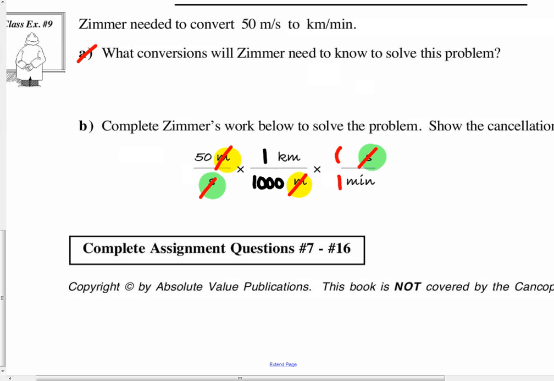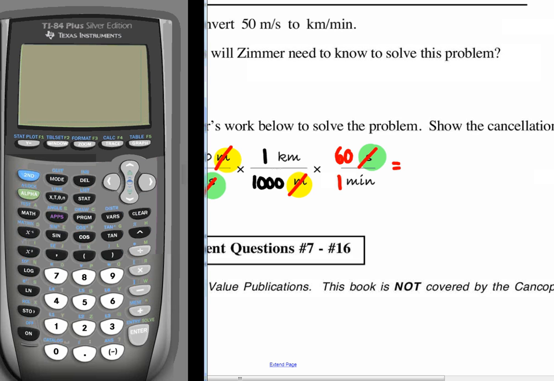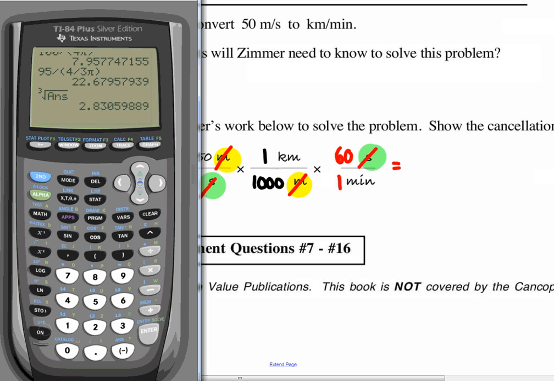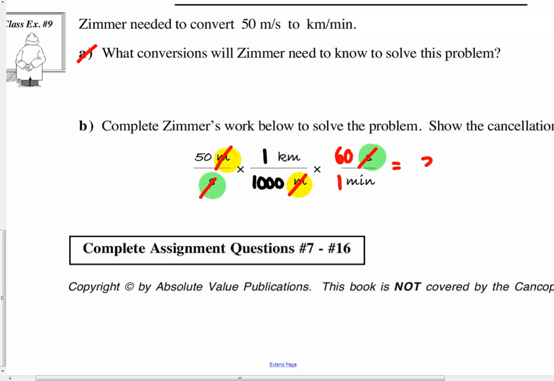And so that's what we want to type into our calculator, just like we see it. We're going to type in 50 times 1 divided by 1,000 times 60 over 1. You don't technically have to go divided by 1, but if you want to, you can. You should get 3. And so that would be 3 kilometers per minute. Okay, we are finally done.